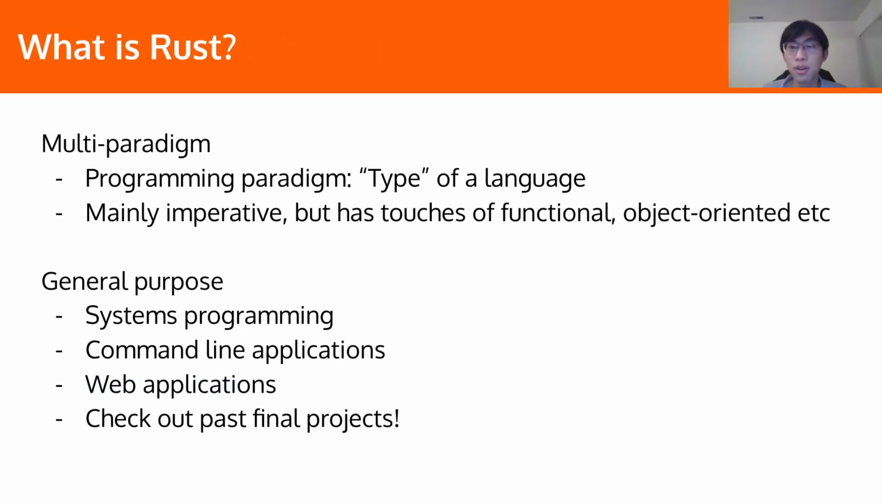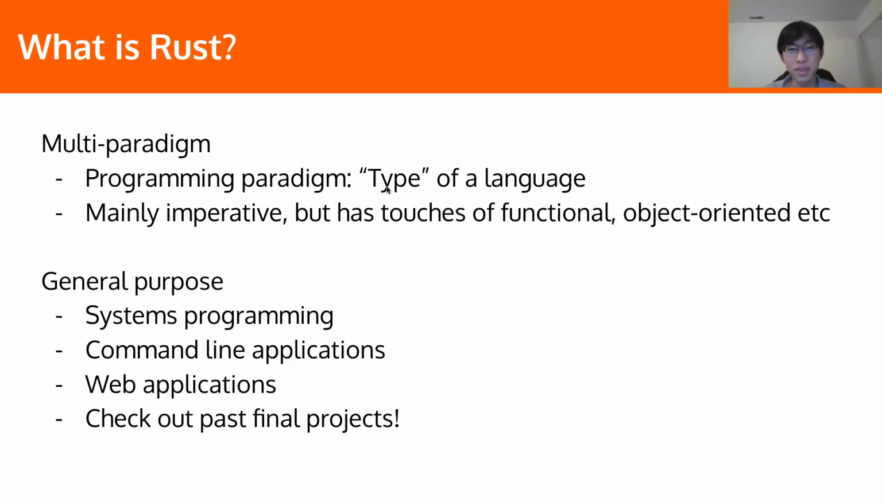So first, let's talk about what Rust is. Rust is oftentimes described as a multi-paradigm programming language. When it comes to classifying programming languages, we think about programming paradigms as the type of a language. In this case, Rust is mainly imperative, and imperative is languages like C and C++, where you write sequences of statements, and each line of code runs one by one, right? So it's just some sequences of instructions for the computer.